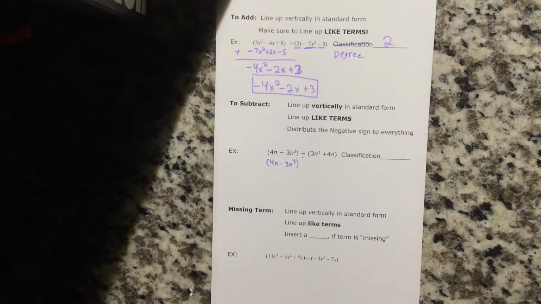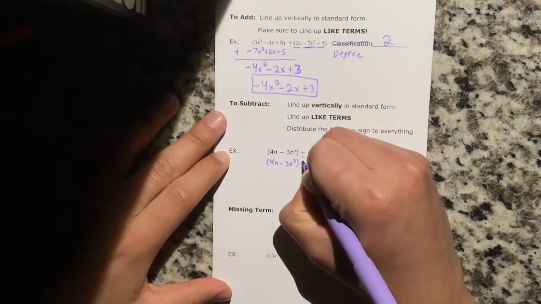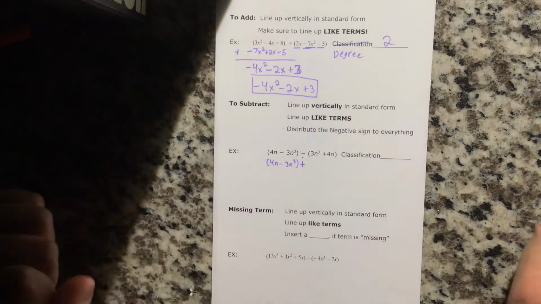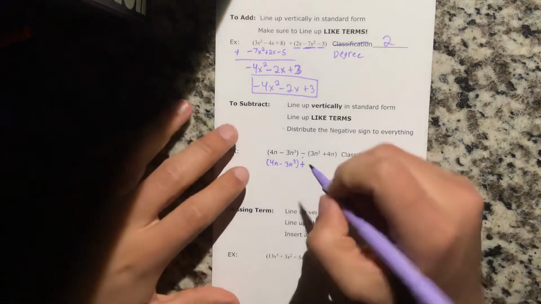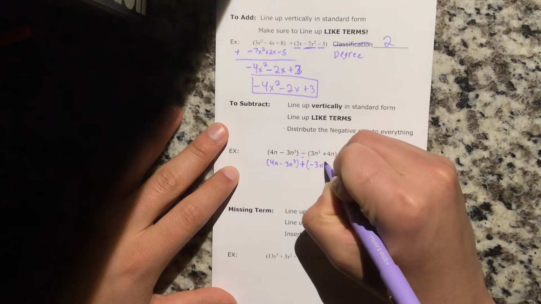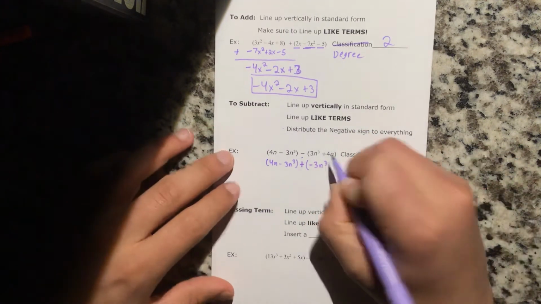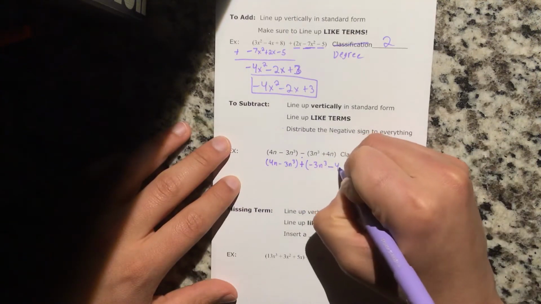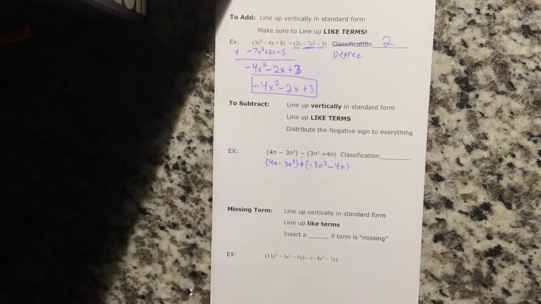So this is how we do that. I change this to a plus, right? And I'm going to change the sign of everything after. So instead of positive 3n cubed, I get negative 3n cubed. Instead of positive 4n, I get minus 4n. Okay? So now we can treat this like a regular addition problem.